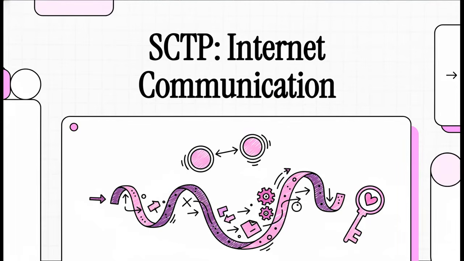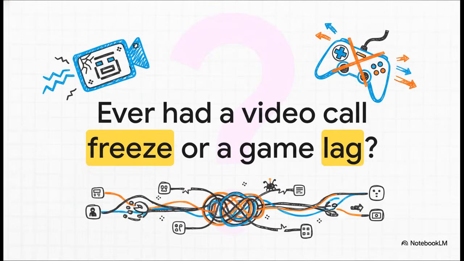Today we're going to talk about something that's quietly changing how we use the internet, a powerful protocol called SCTP. And trust me, it might just be the hero that makes your next video call absolutely seamless. I mean, we've all been there, right? You're in the middle of a super important video call and boom, it just freezes. Or you're about to win a game and lag. It's so frustrating. And a lot of the time, the real bad guy here is a tiny, hidden problem in how our data gets from A to B.